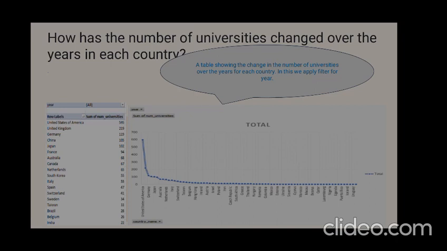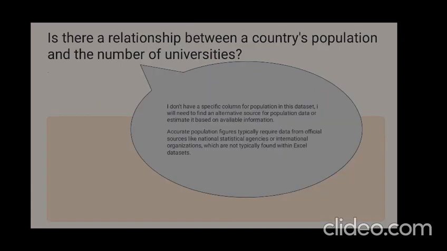In this, I apply a filter for years. Now we move towards the next question. Is there a relation between a country's population and the number of universities?